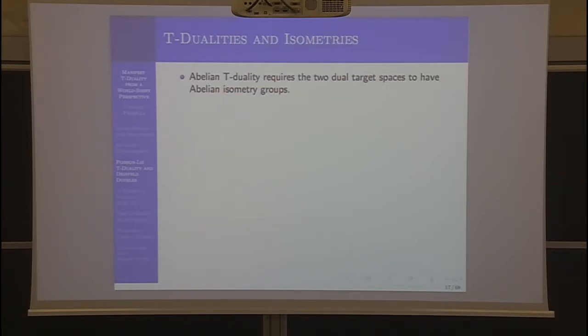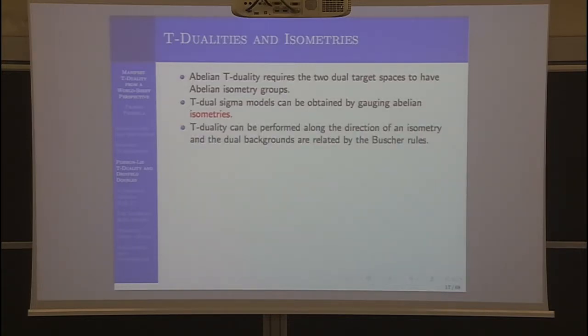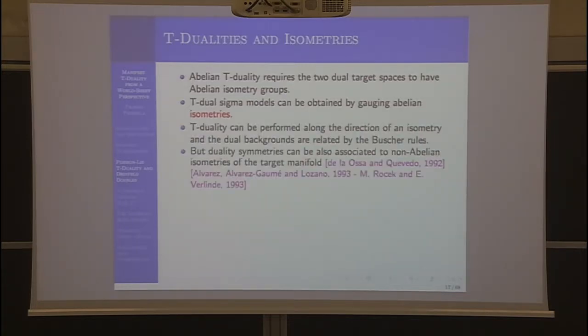So what we understand, of course, is that the abelian T-duality requires that the two dual target spaces must have abelian isometry groups, essentially. And the two dual sigma models, it can be shown, can be obtained by gauging abelian isometry. So the T-duality can be performed along the direction of one of the isometries, and the dual backgrounds are related by Buscher rules.